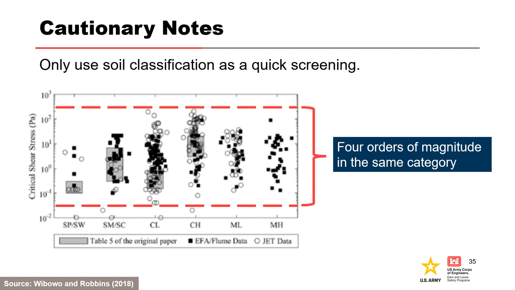As previously mentioned, soil classification is not a good indicator of erosion properties. Only use soil classification as a quick screening. For more robust predictive methods, you can use the regression equations from Briot et al. 2019, but again, only a small percentage of the data was for engineered fill.